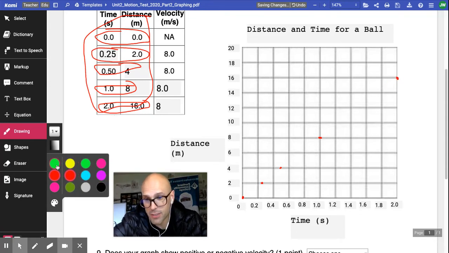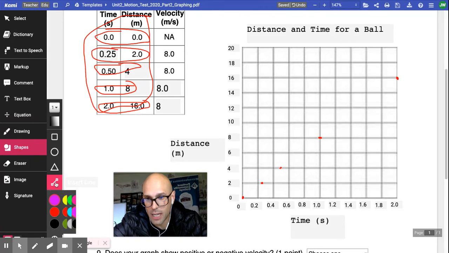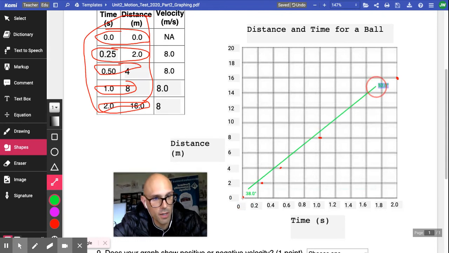We also have to put a best fit line. Okay, so I like to use shapes. This looks like a linear pattern. I'm going to use a green line here. Green means go.